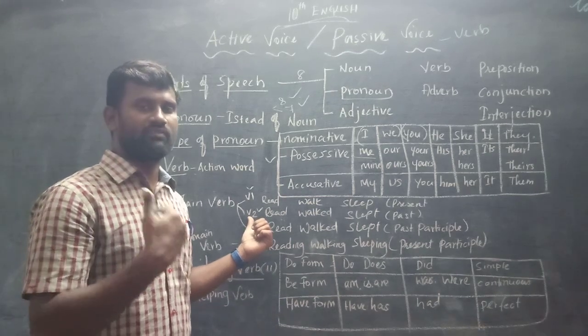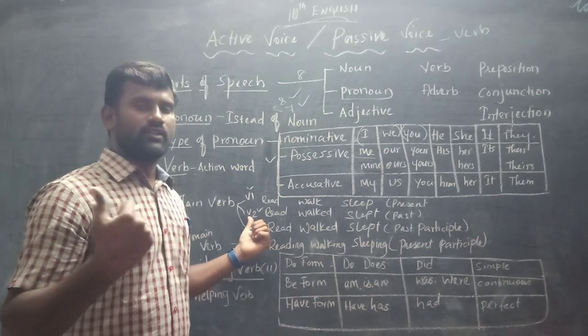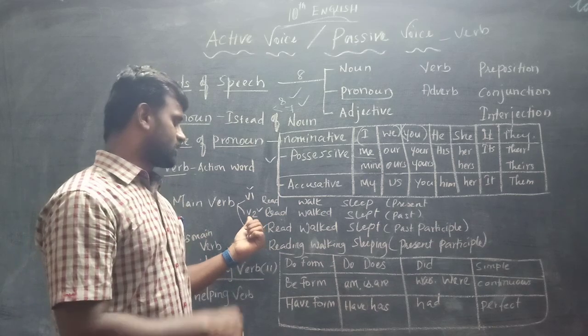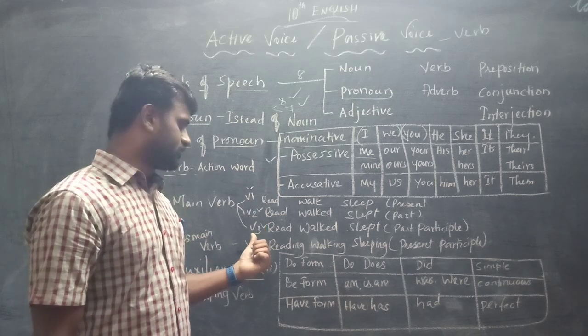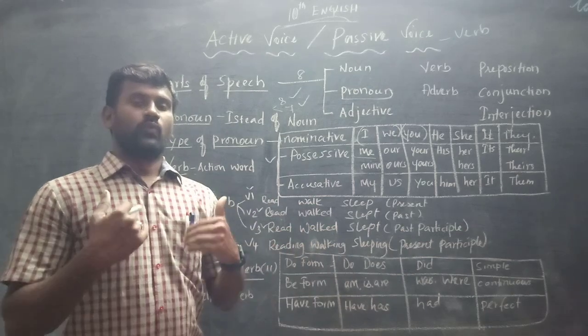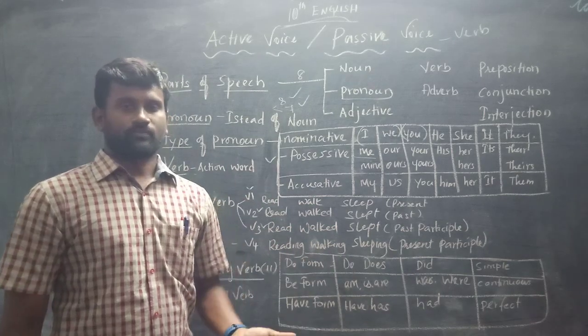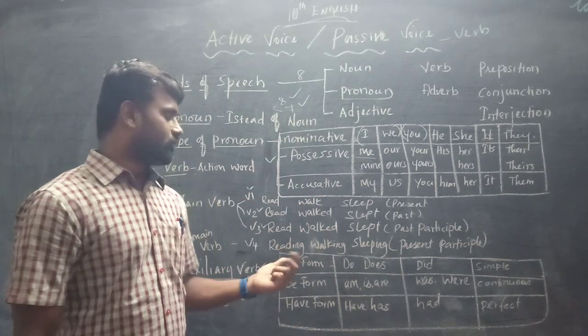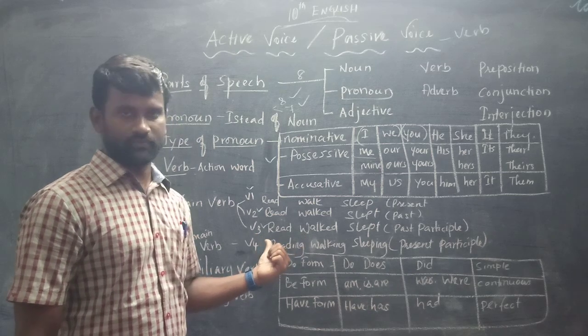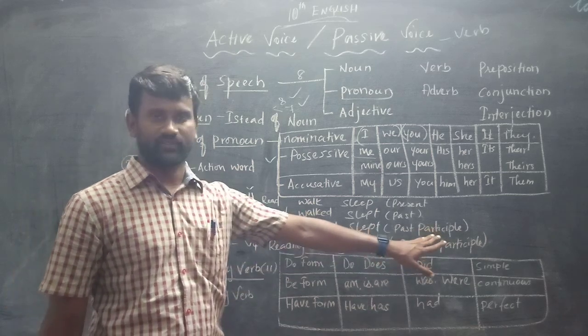So whatever we have done in the past, the actions will be present in verb 2. And regarding verb 3, whatever has been done will be present in verb 3. So that is called the past participle.